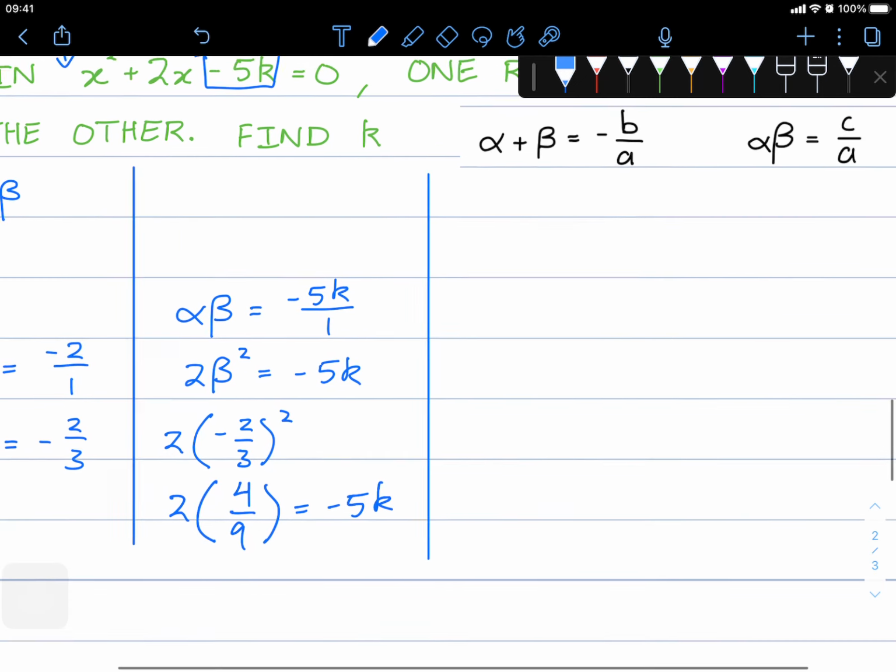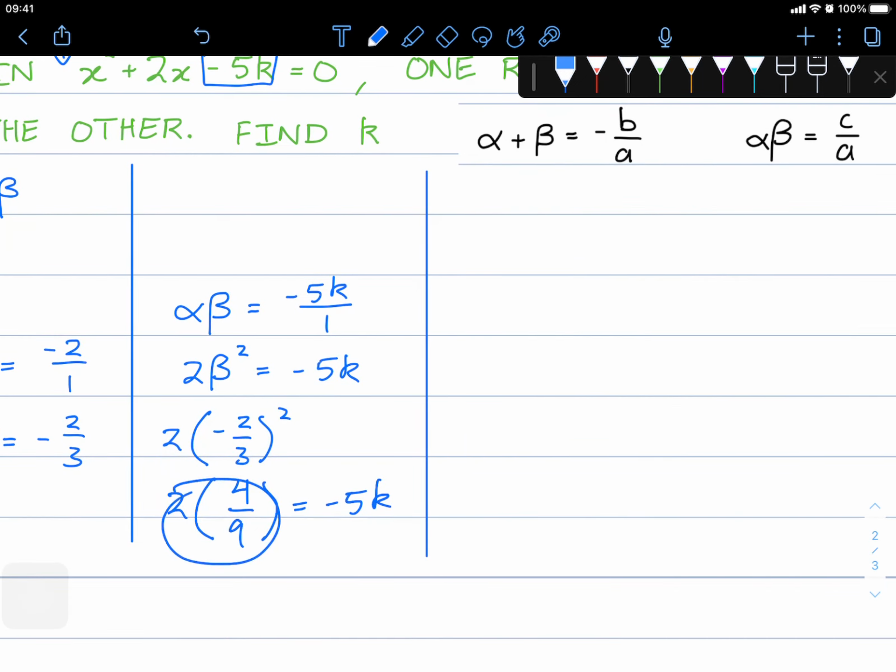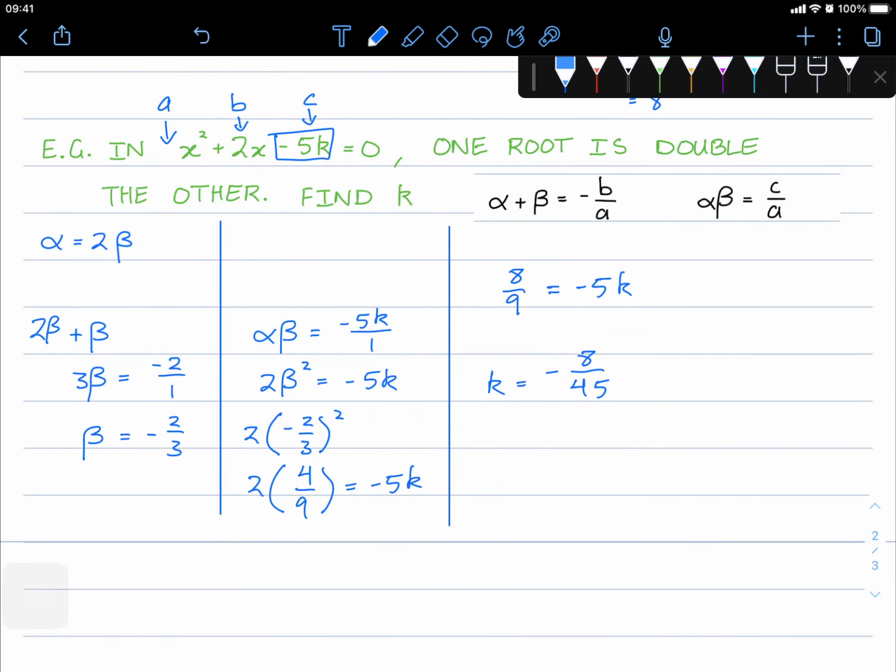Solving this further, this will become 8 over 9 equals negative 5k. Dividing by 5k, k is equal to negative 8 over 45. And that's the value of k.